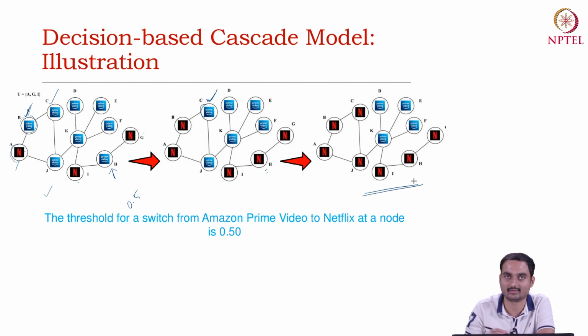Now let's look at the remaining iteration. In the remaining iterations, you see that for K, the majority has adopted Amazon Prime, so K would not change, D would not change, E would not change, and so F. So this would terminate, this would stop at this stage, okay?